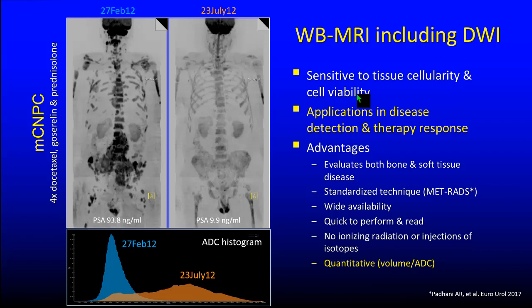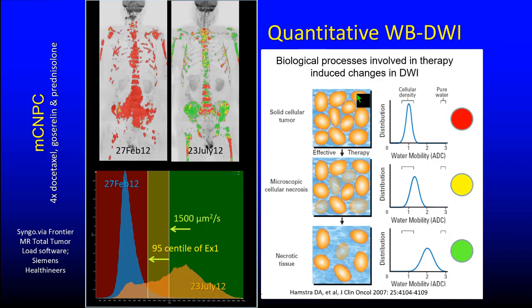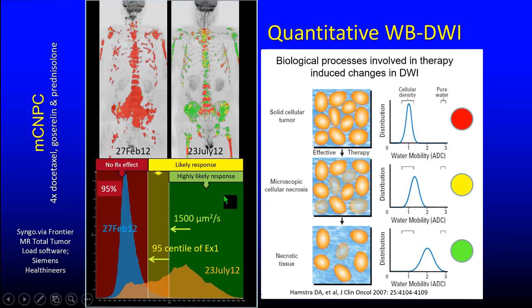The other interesting thing is, remember that diffusion imaging lets you look at cellular viability. In other words, you can look at cell kill, and by looking at cell kill, you can work out how much is alive and how much is dead. And we discussed that in the earlier session. So this is the same patient where we've color-coded what is alive as red, what is dead as green, and yellow is in between, so this is highly likely to be responding, this is likely to be responding, and red is no treatment effect.